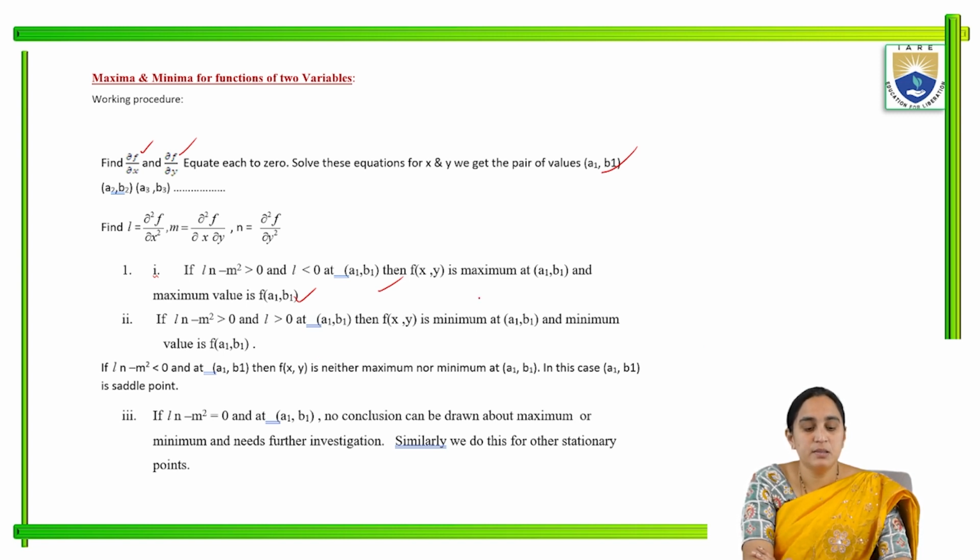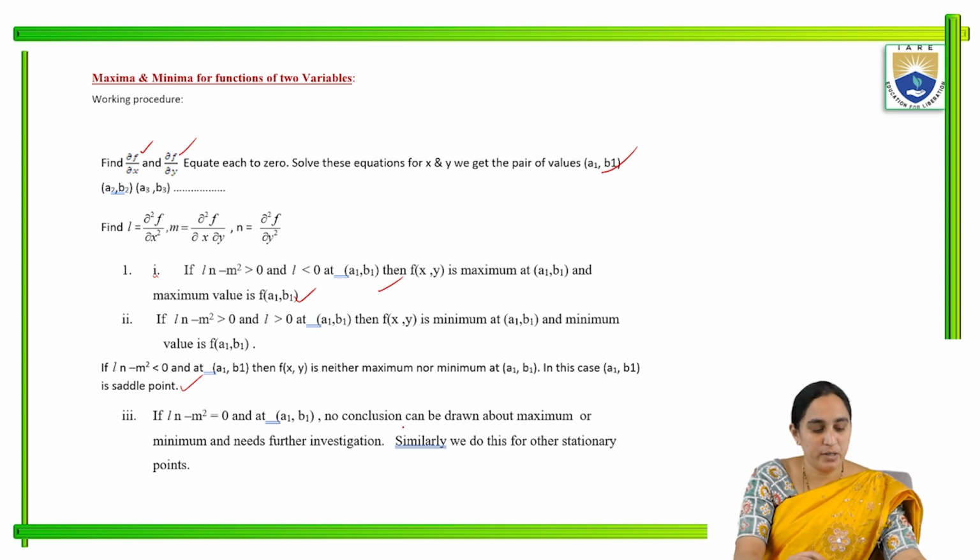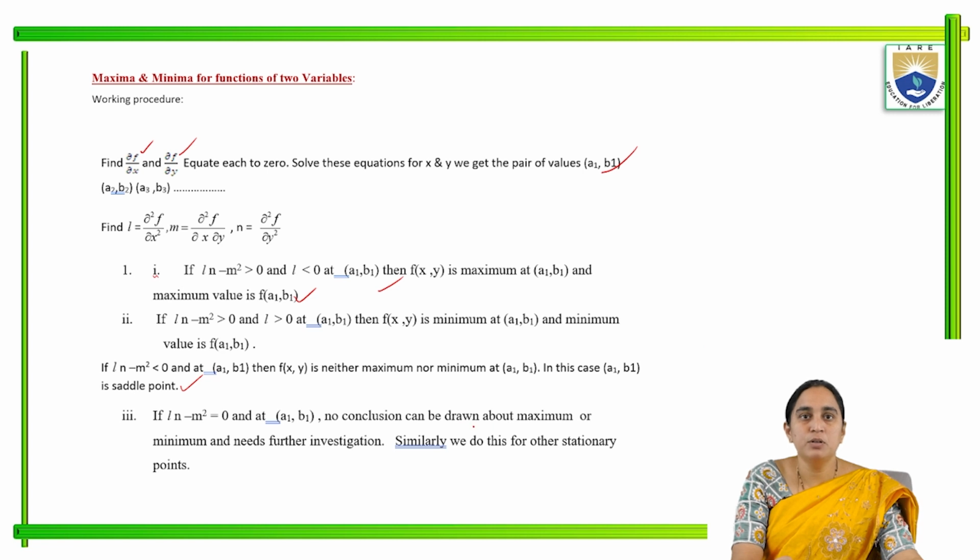If the condition ln minus m square less than 0 is satisfied at (a1, b1), that means there is neither maxima nor minima. In this case, (a1, b1) is called a saddle point. You have to consider (a1, b1) as a saddle point. Third, if ln minus m square is equal to 0 at (a1, b1), no conclusion can be drawn about maximum or minimum and it needs further investigation.